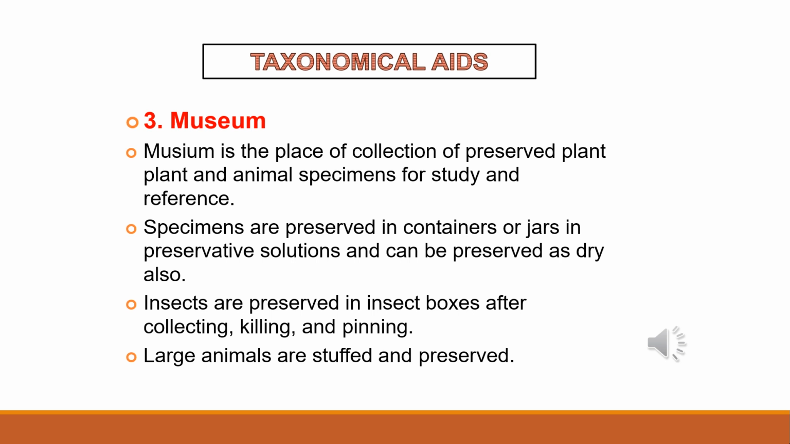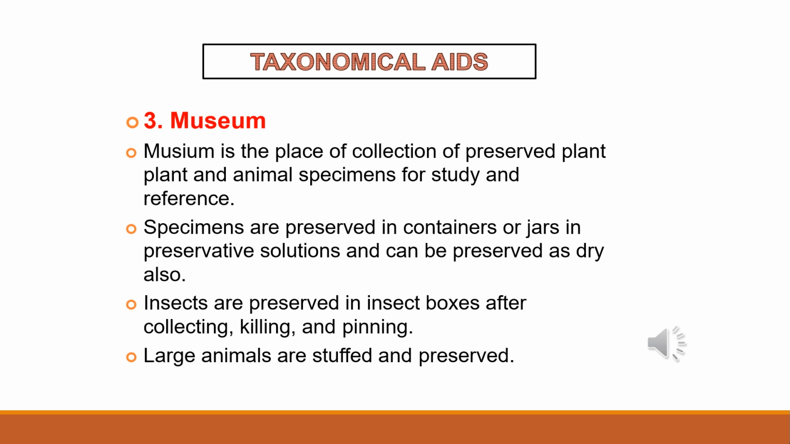Only those plants are preserved in museums which cannot be kept in herbaria. For example, algae, fungi, mosses, ferns, and parts of gymnosperms are kept in the museum. So specimens are preserved in containers or jars in preservative solutions and can be preserved dry also.